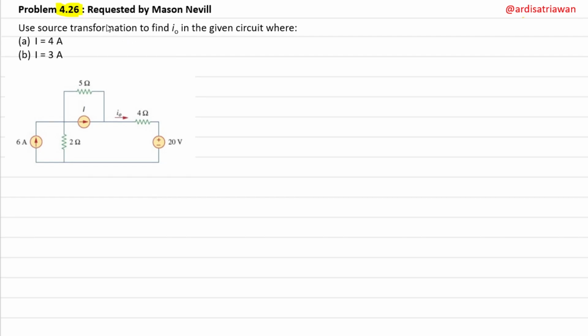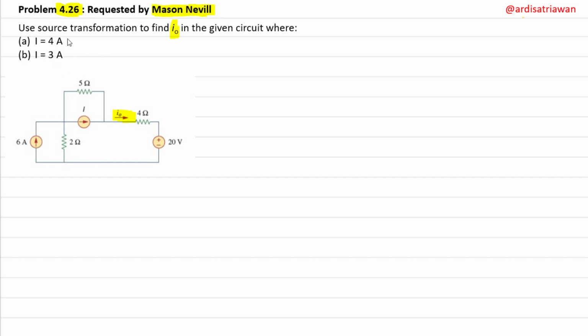We are going to solve problem 4.26 from Sadiku book, and this problem is requested by Mason Neville. Okay, so now the question is use source transformation to find I0. So I0 is the current that passes through this 4 ohm resistance in the given circuit, where I is 4 ampere and I is 3 ampere.